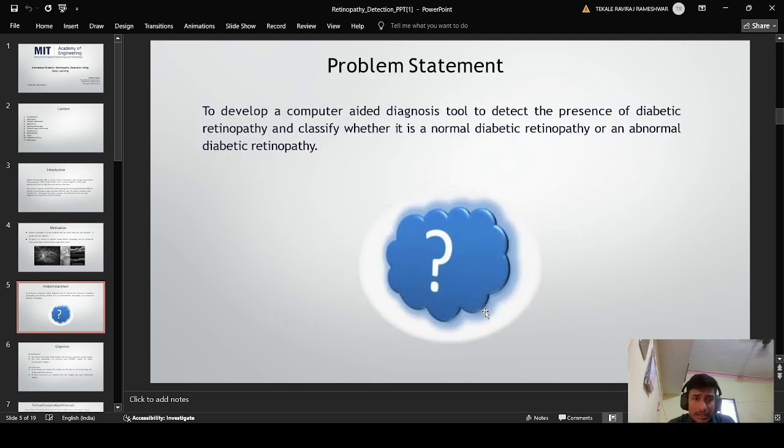So our problem statement is we wanted to build a computer-based tool that can automatically detect diabetic retinopathy. But it's not just that, we also wanted it to tell how serious it is, with levels of severity like low, medium, high, very high. It tells if it is a normal case or if it is a more advanced or dangerous one. So this kind of tool can help doctors focus on serious cases and act faster.